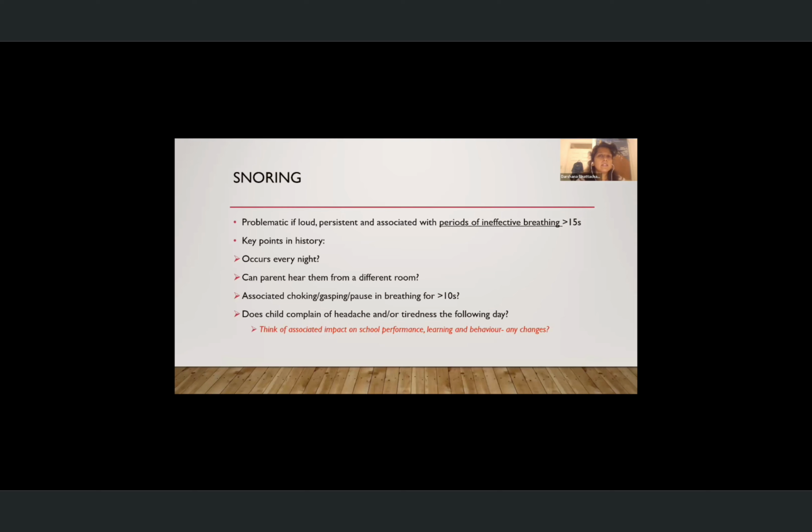And interestingly enough, does a child complain of a headache the next day or feeling tired? Because if they're having signs of sleep disordered breathing, then this may well be impacting their school performance, their learning, and their behavior. So always important to ask if there are any changes in that.